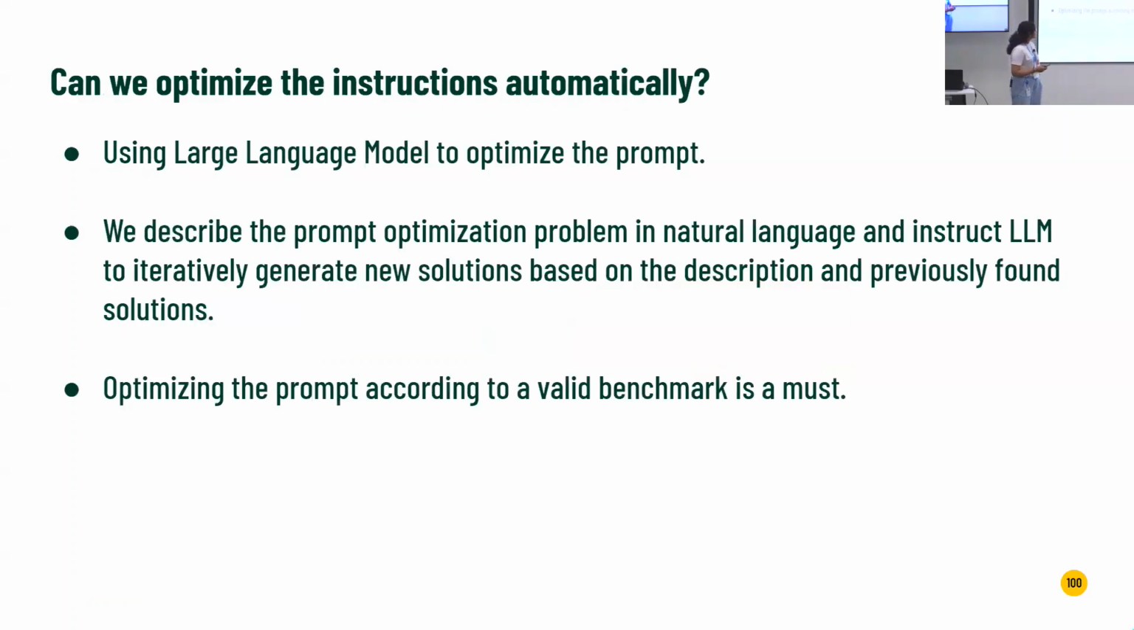So can we optimize prompts automatically? There has been some literature around this area, and we'll focus mostly on using LLMs to optimize the prompt. We describe the prompt optimization problem in natural language and ask the LLM to iteratively optimize the prompt based on the historical prompts and their performance. Also, of course, we need to give the task description. And for any optimization problem, we need a valid benchmark with respect to LLMs, right? So you need a benchmark with all the cases covered to figure out how good the optimized prompt looks.